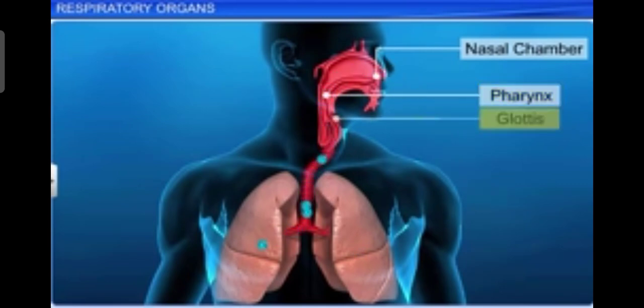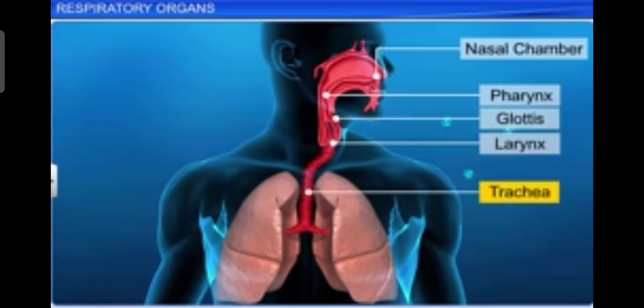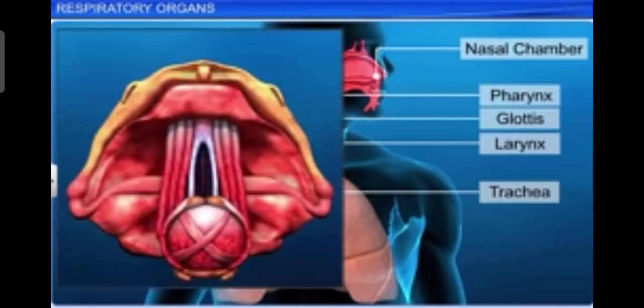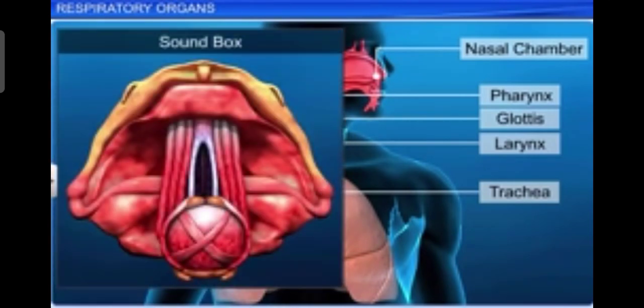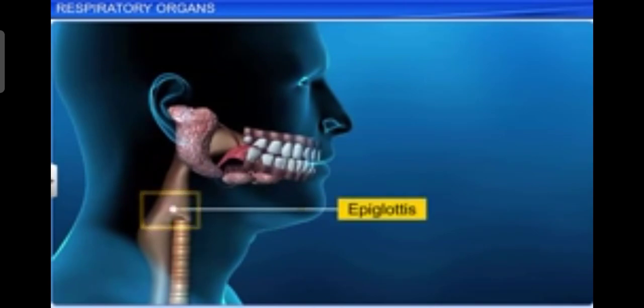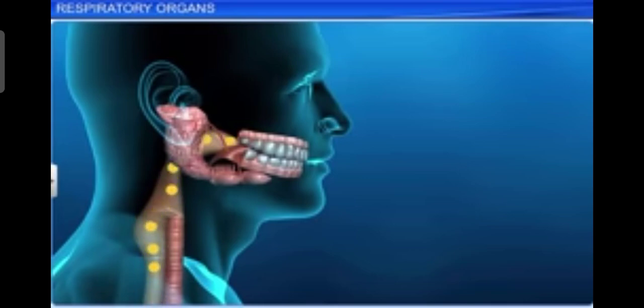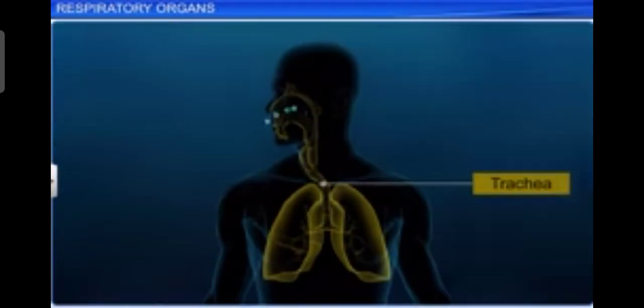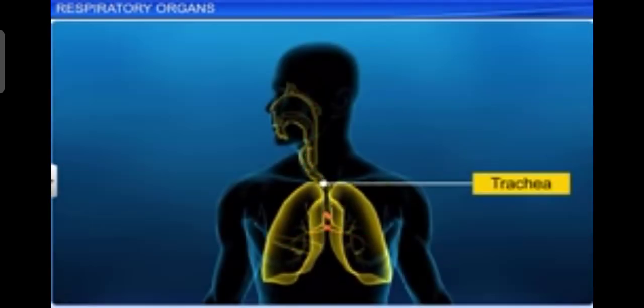Larynx is a cartilaginous box which helps in sound production and hence is called the sound box or Adam's apple. During swallowing, the glottis is covered by a thin elastic cartilage flap called the epiglottis to prevent the entry of food into the larynx. This is the epiglottis. Trachea is a straight tube extending up to the mid-thoracic cavity, which divides at the level of the fifth thoracic vertebra into a right and left primary bronchi.